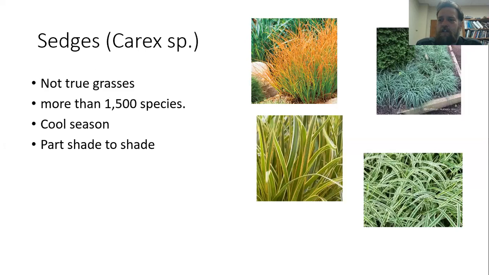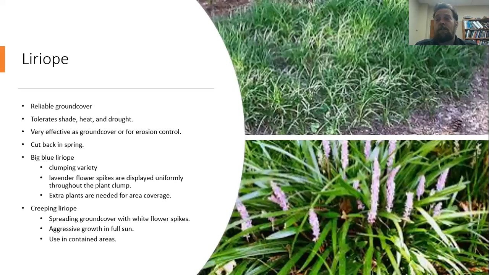Sedges, another group that is not a true grass, and normally when I say sedges to people, they start to look at me funny because of course there are some weeds that we call sedges, but this is the Carex group. Again, not true grasses, but there are about 1,500 species in this group. Fantastic amount of variation. And one of the few cool season grasses that we talk about. So growing very early in the spring or into the late fall, they work really well in shaded areas. A lot of interesting variation in the foliage for these grasses, so they can provide you some really interesting options.